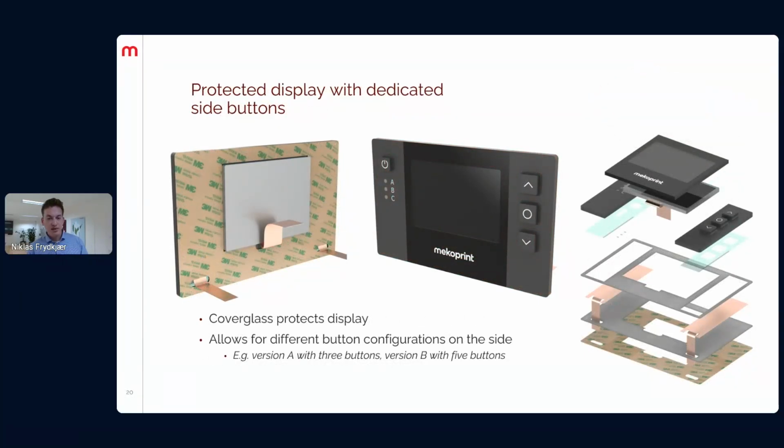In this next example, the display is protected by a cover glass, while the user operates dedicated tactile buttons placed next to the display. This can be useful when the display needs a robust and easy to clean surface, but where key functions should still be operated with physical feedback. The button layout can also be adapted to different product versions. For example, in this case, one version may have 3 buttons, while another has 5, without changing the overall display concept.